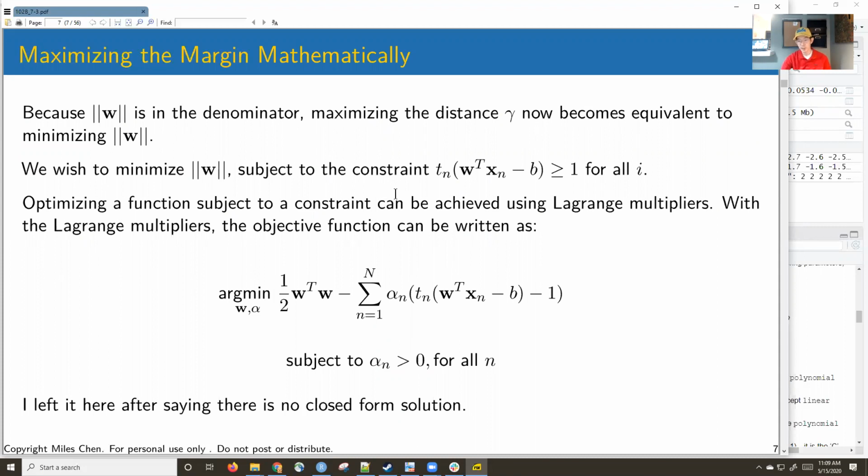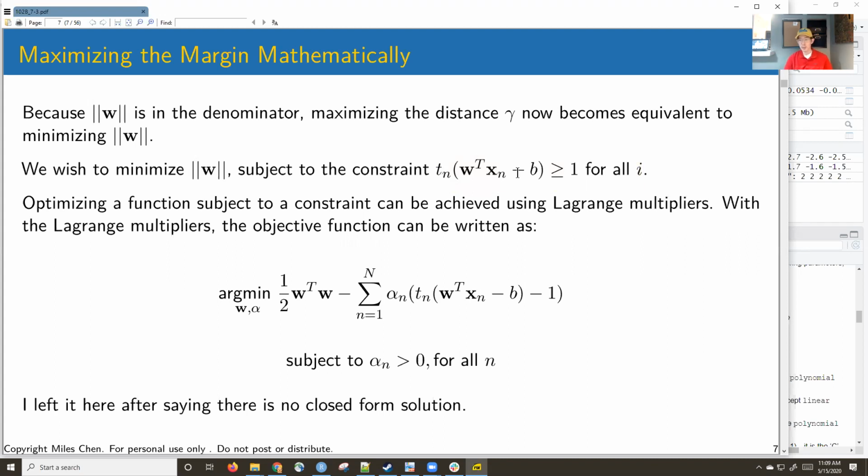And so the current class label is t sub n, and this is either +1 or -1, a positive or negative value. And then what we're going to do is multiply that by the value of x dotted with W minus some constant. And so this is going to either be greater than 1 or, if it's on the negative side, this will be -1, but then t sub n itself will be negative, so it will also end up being greater than 1, okay? And so this constraint has to be true for all n, for all of the values in our data set, okay?